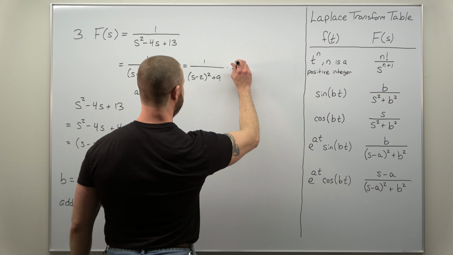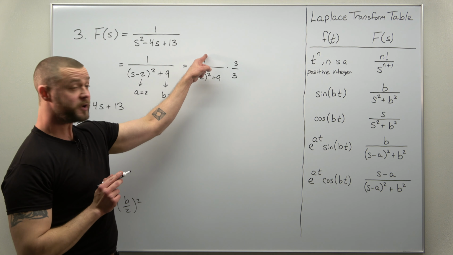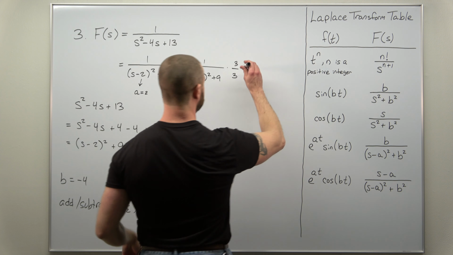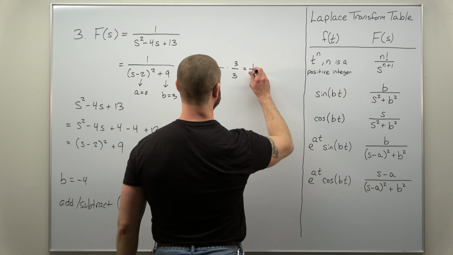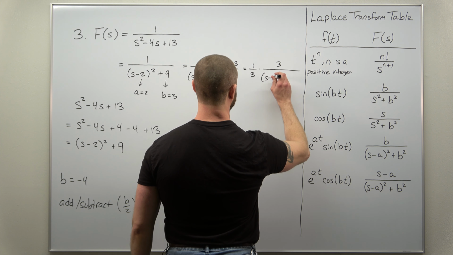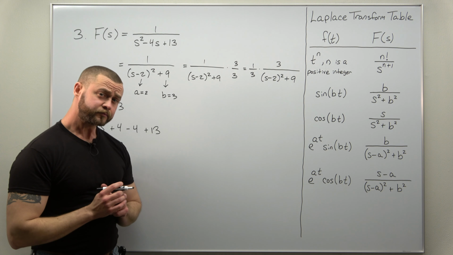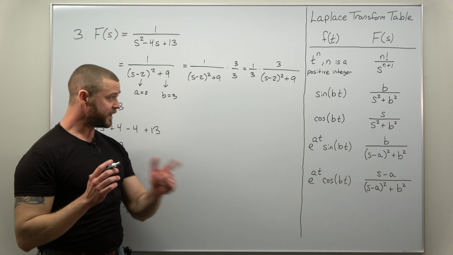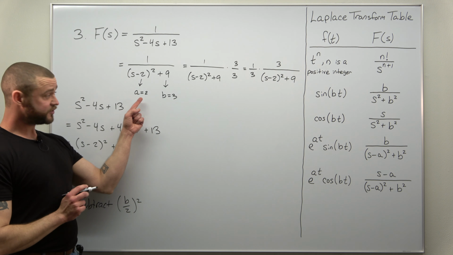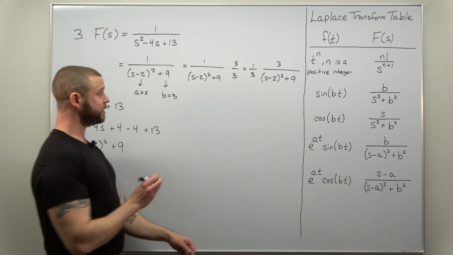And I'm going to multiply and divide by 3. And like the first 2 problems, I'll move the 3 into the numerator. The 3 here, I'll just move that out front. So we'll write this as 1/3 times 3 over (s minus 2) squared plus 9. And now we should be able to match it exactly to the form that we need, where we're going to identify a as 2 and b as 3. And the inverse transformation should fall into place.